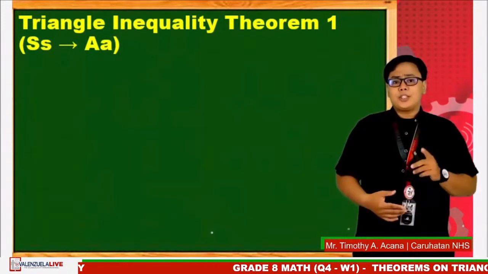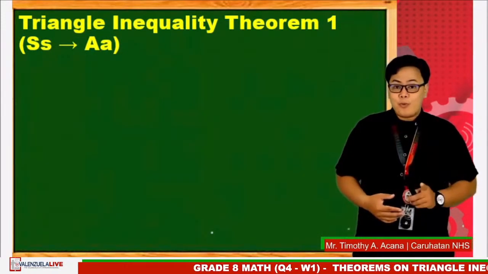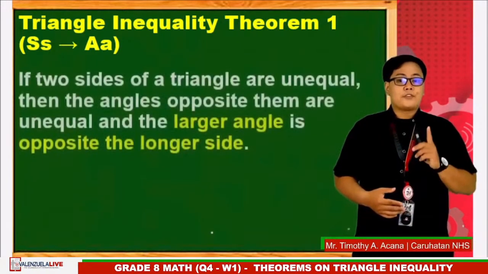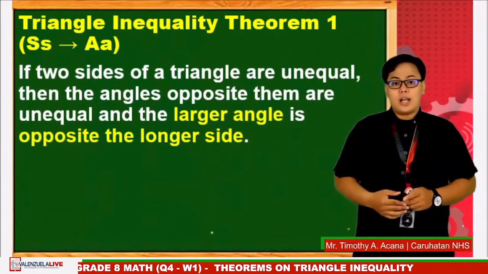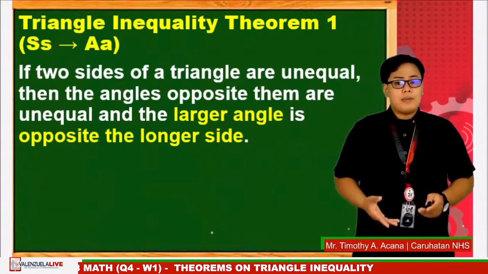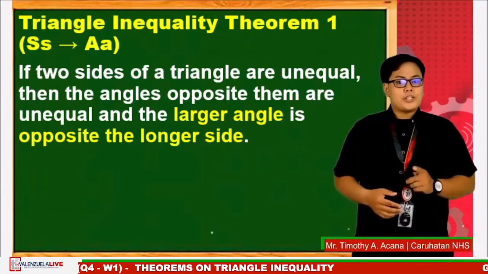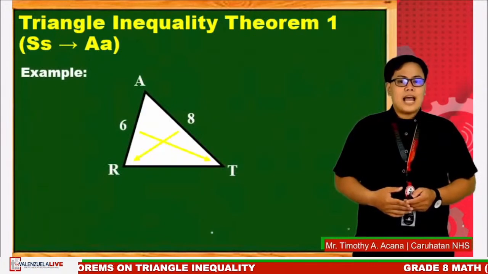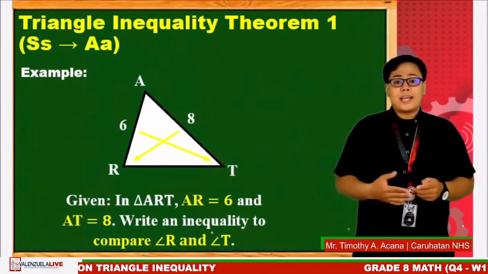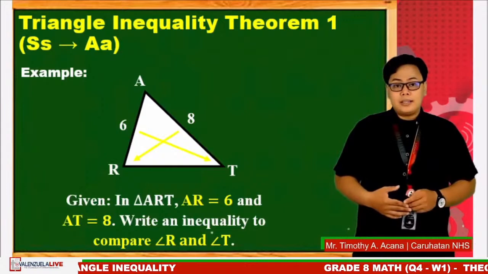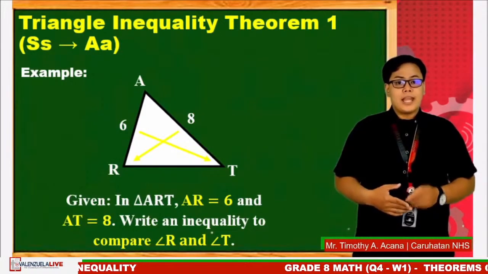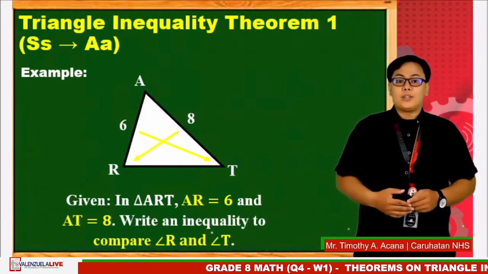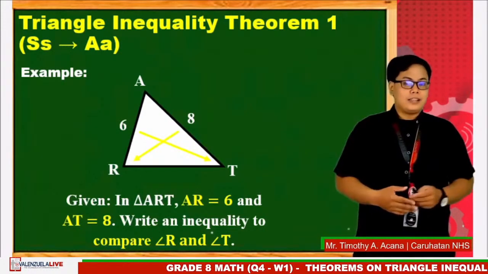Next, we have the triangle inequality theorem number 1, which is all about the side-to-angle relationship. If two sides of a triangle are unequal, then the angles opposite them are unequal, and the larger angle is opposite the longer side. Now, given that in triangle ART, side AR is equal to 6, and side AP is equal to 8. Write an inequality to compare angle R and angle P.